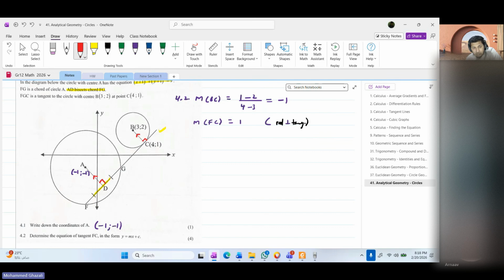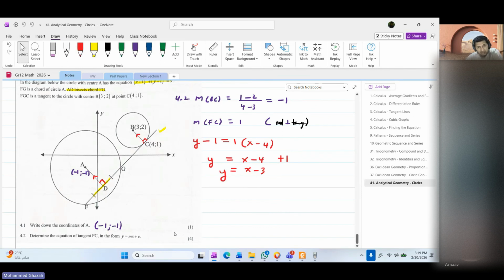This line passes through the point (4, 1). So y minus y1, which is 1, equals m, which is 1, times x minus x1, which is 4. If you open up this equation and take the minus 1 over, you get plus 1, and that is just x minus 4. So y is equal to x minus 3. That's the equation of FC. Great, we have written down the equation of FC.